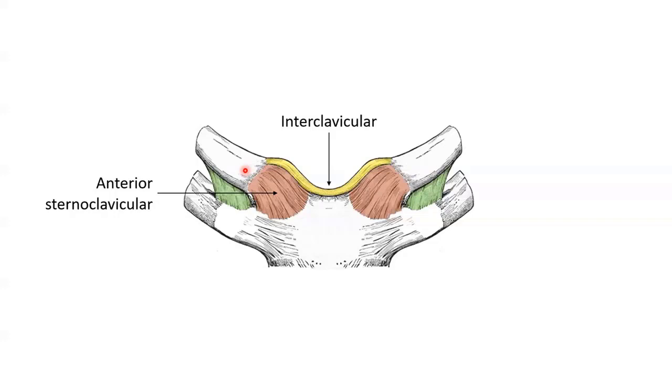In between our two clavicles, this ligament in yellow here is our interclavicular ligament. This ligament attaches from the sternal end of one clavicle to the other, as well as the upper border of the manubrium. And then our green ligament is the costoclavicular ligament, and it connects the costal cartilage of the first rib to the clavicle above it. This is the major stabilizing structure of our sternoclavicular joint.